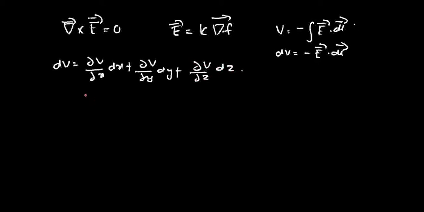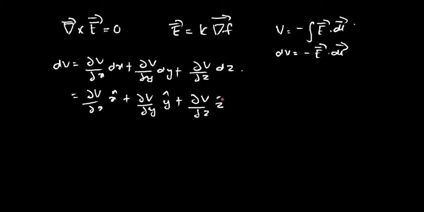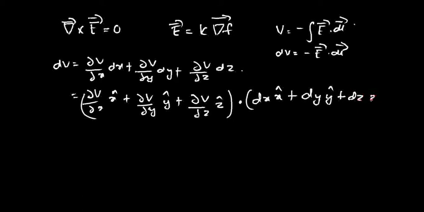Correct? Can I also write this as dou V by dou x x cap plus dou V by dou y y cap plus dou V by dou z z cap, dot dx x cap plus dy y cap plus dz z cap. Is this correct?